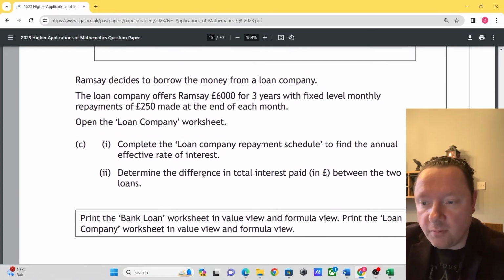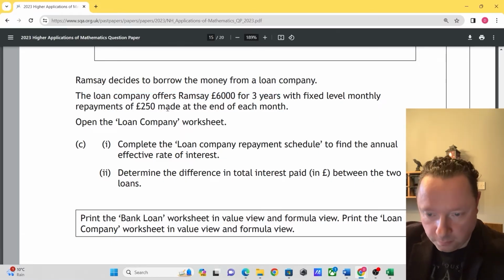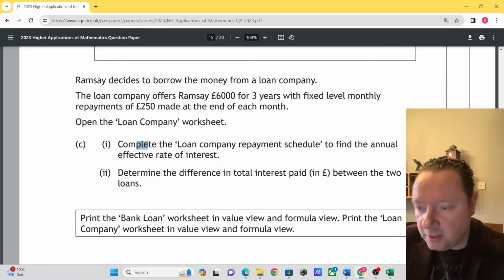Ramsey decides to borrow money from a loan company. Then the company offers Ramsey £6,000 for 3 years with a fixed level monthly payment of £250. Complete the loan repayment schedule to find the annual effective rate of interest, determine the difference in the interest paid between the two loans, and be able to print it off.